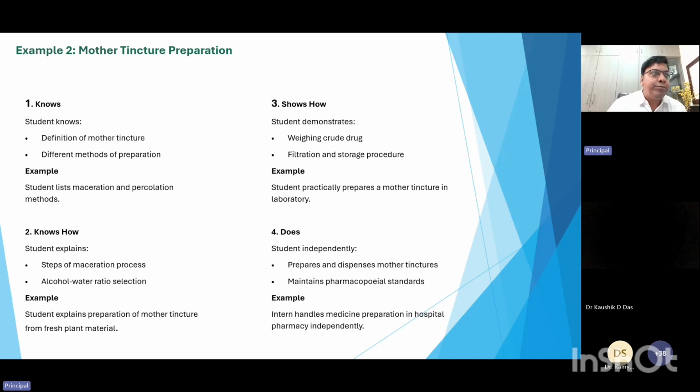Second example is mother tincture preparation. Knows. That means the student should know the definition of mother tincture, methods of preparation, listing of maceration and percolation methods. Knows how is he should be able to explain the preparation of mother tincture from fresh plant material.